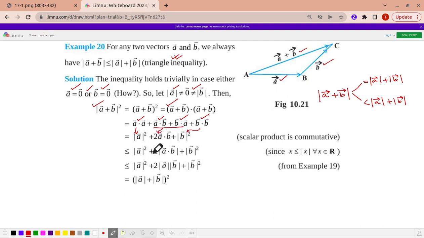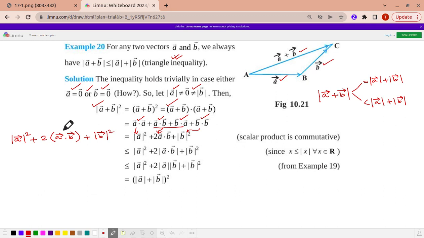So what we get is mod A whole square plus 2 into A dot B, plus mod B whole square. How come we can write this? So this is a very important statement here and I want to spend some time here. What we wrote is mod of A whole square plus 2 into A dot B plus mod B whole square, correct?